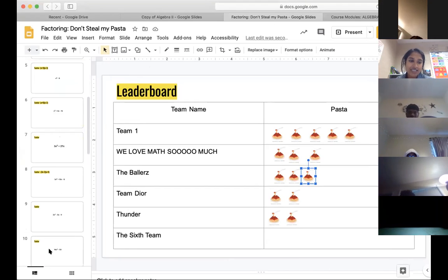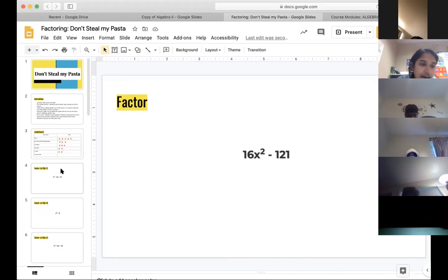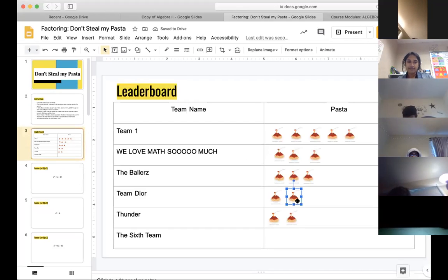So 16x squared minus 121. What do you have for me, Team Dior? What'd you guys get for your answer? 4x minus 11 and 4x plus 11. Good, so you have to use difference of squares. So 4x minus 11, 4x plus 11. Good, how do you want your pasta? We'll just take 1. Just 1, okay.